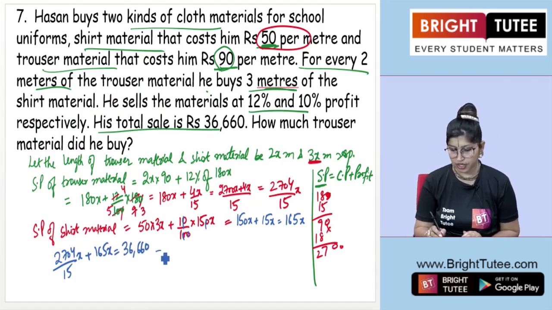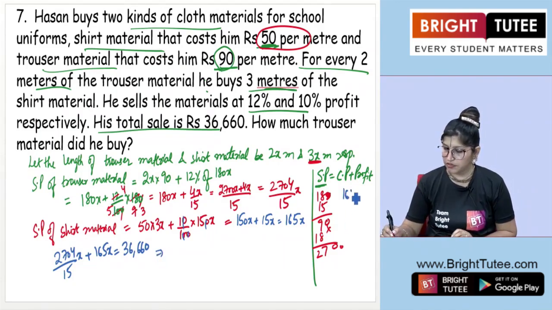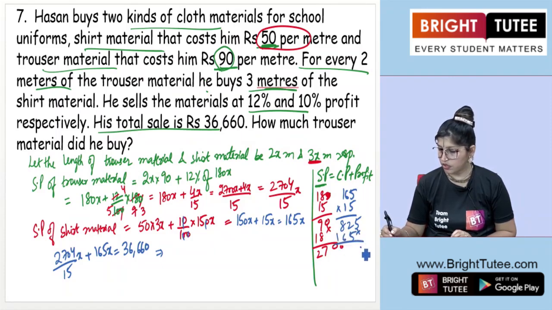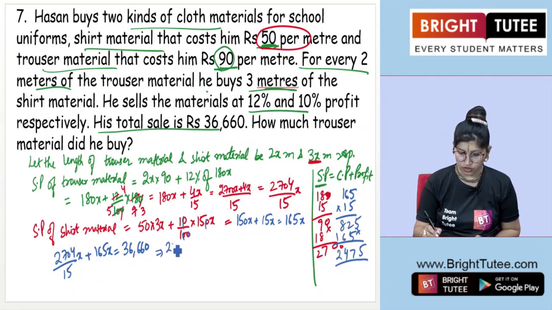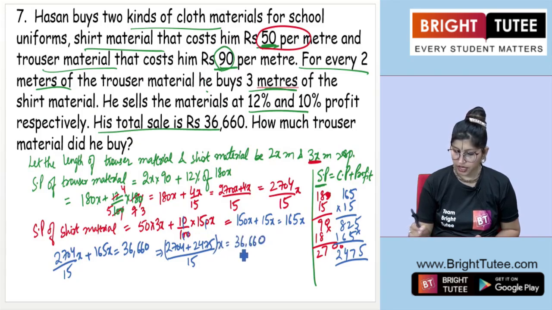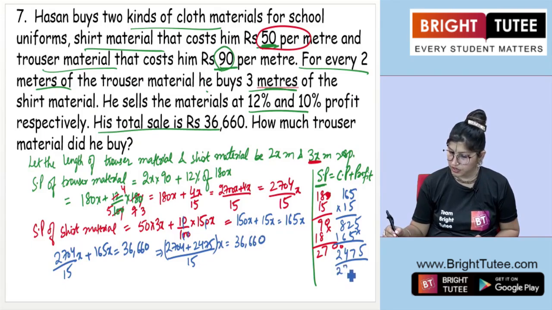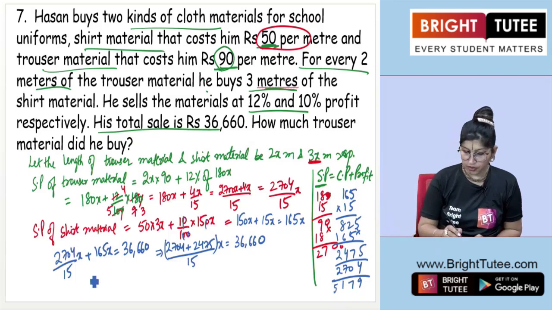Now we will be solving this equation. So what do we get? 165 times 15. So we will be getting 2475. So 2704x plus 2475x upon 15 equals 36,660. Now if we add these two, we will be getting 5179.